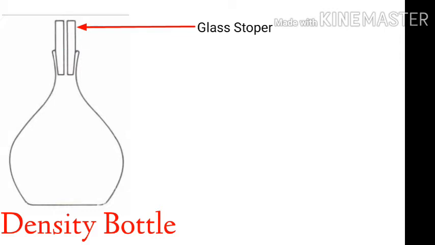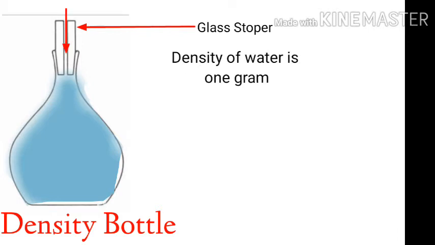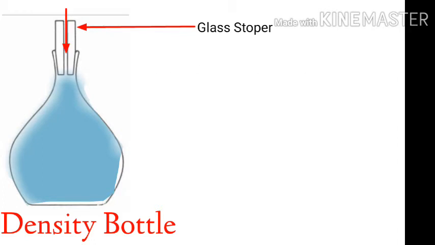When the bottle is filled with the liquid and the stopper is inserted, the excess liquid rises through the hole and drains out of the bottle. So it always contains the same volume of the liquid each time it is filled. And since the density of water is 1 gram per centimeter cube, the mass of water needed to fill the bottle completely gives the volume of the bottle. This is what the density bottle is about.